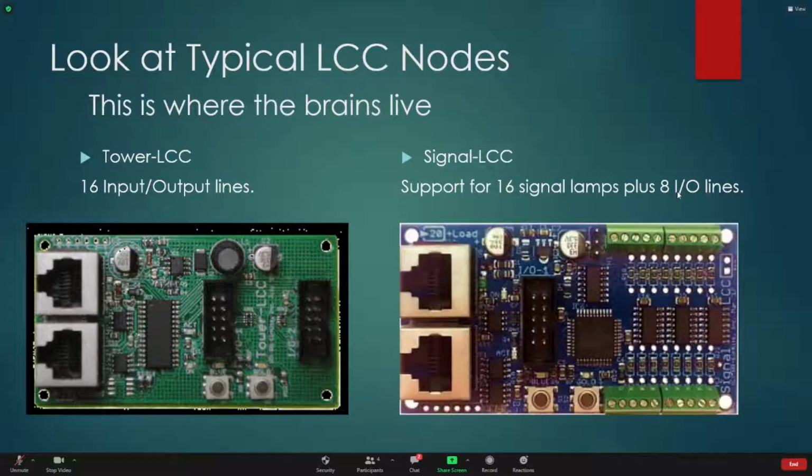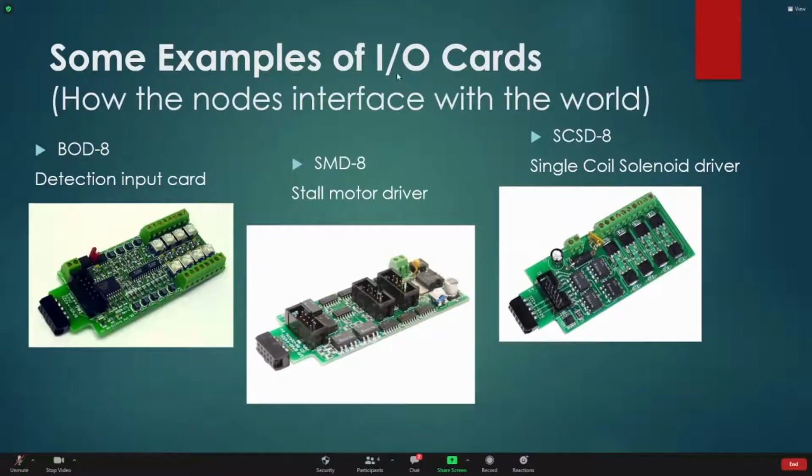Make sense? All right. Now, how do we get the signals in and out of these boards? They have what they call I/O cards. For example, this is their BOD8. It's a detection input card. This connector right here plugs right into either the tower or the signal LCC, and it gives you 8 detection points. You wire them out to the connectors provided here. They use CTs, current transformers, and you can wire them right in, and I'll show you how to do that. This gives you 8 detection points.